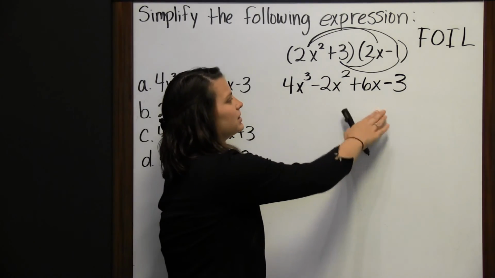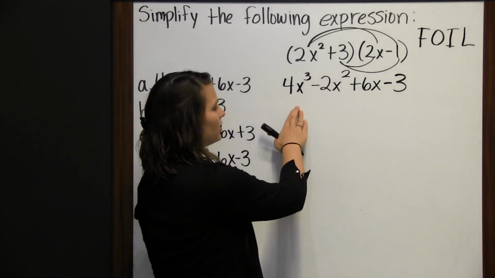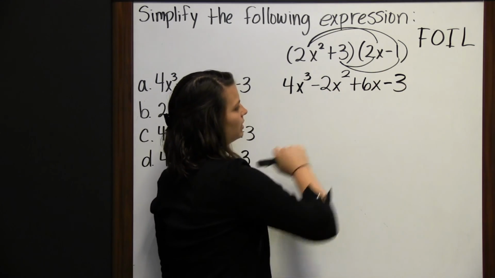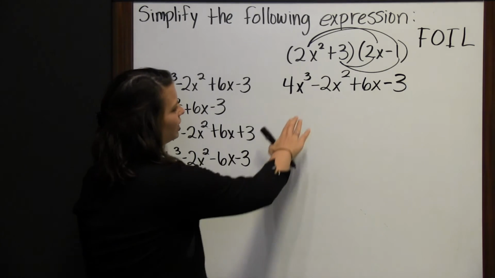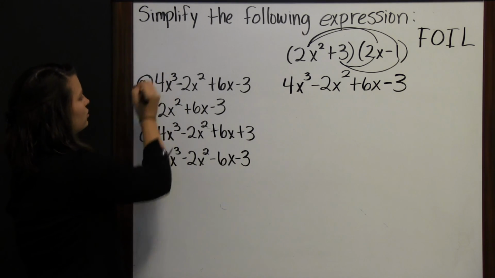Then we'd want to look and see if we had any like terms to combine. And we don't. We have a cubic x term, a squared x term, an x term, and then just a constant. So that's our answer, which matches answer choice A.